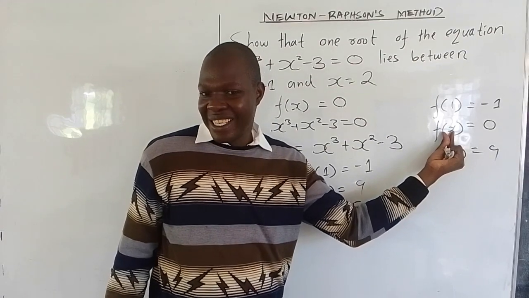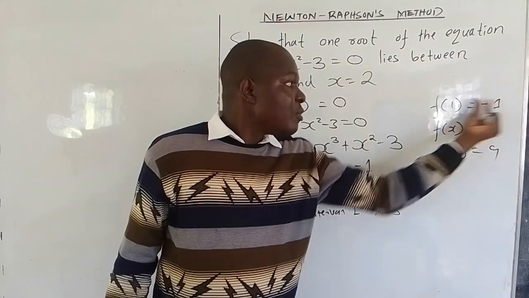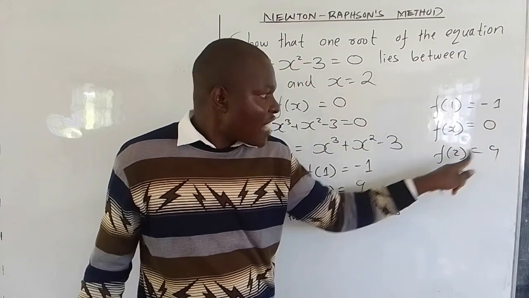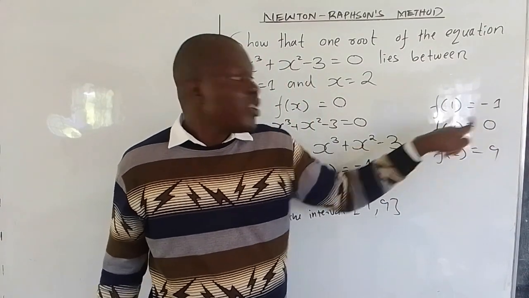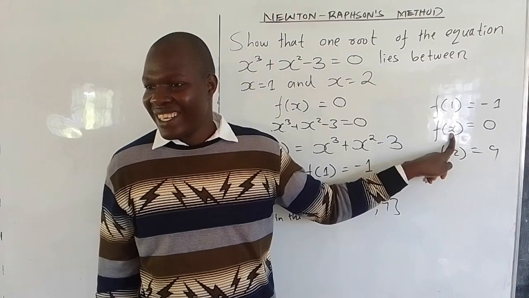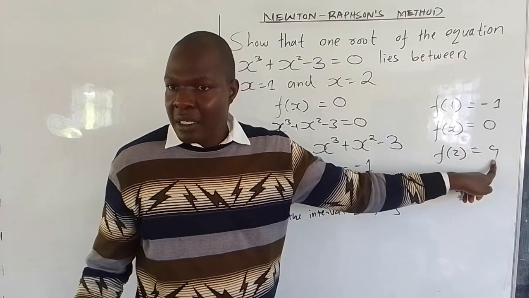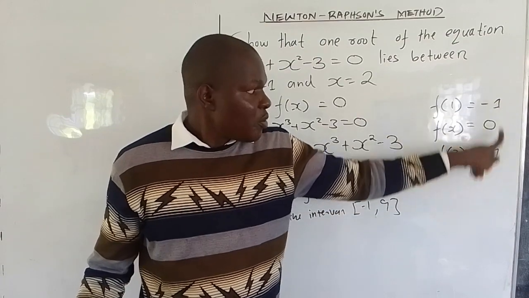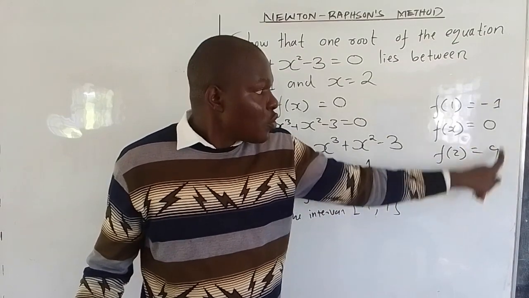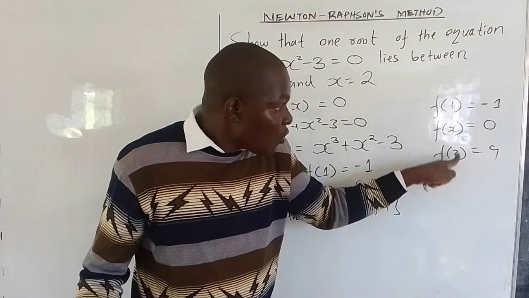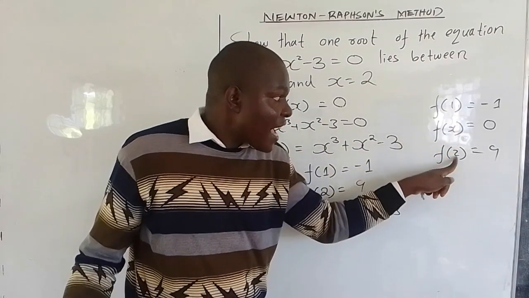So we are saying the root lies between 1 and 2, because at 1 you get negative 1, at 2 you get 9, but you are supposed to get 0 at the root. Are we together? You can see 0 is between negative 1 and 9. So if 0 is between negative 1 and 9, it means the root is between 1 and 2. Here x is 1, here x is 2.